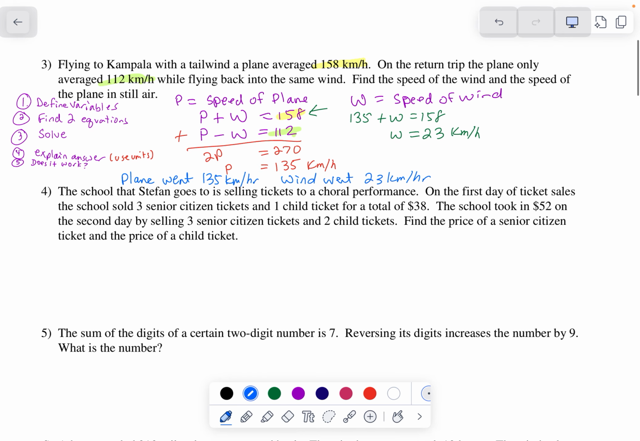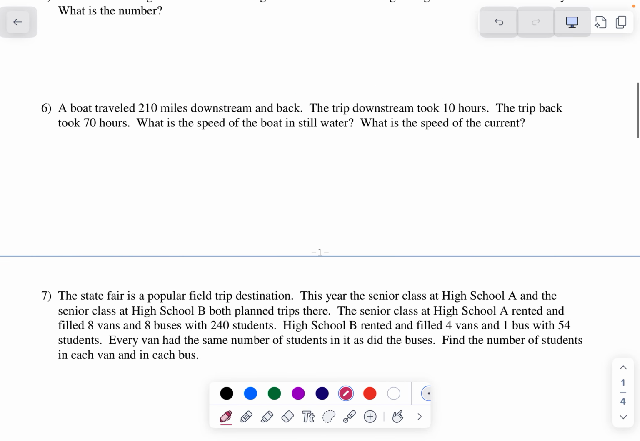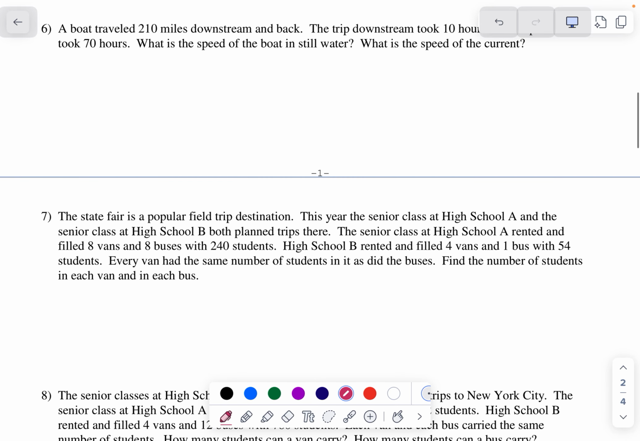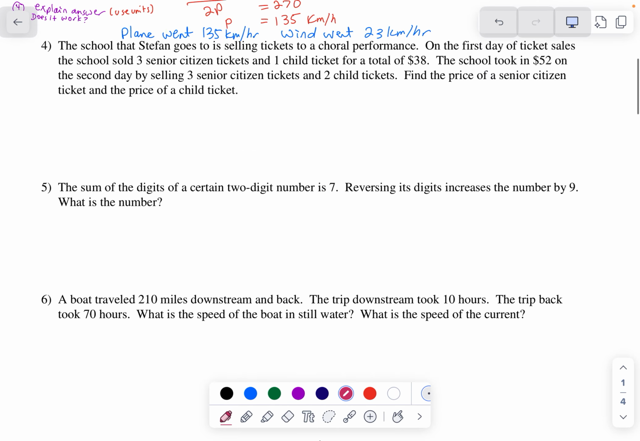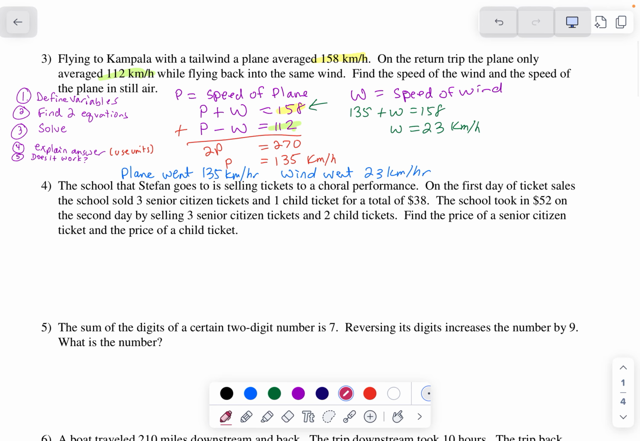Everybody got number 3 down. I want to do 4 because I want to do one that talks about money. Yeah, let's do 4. Okay. I kind of want to do one of each so then you have the opportunity to do the others for yourself. Let's look at 4.